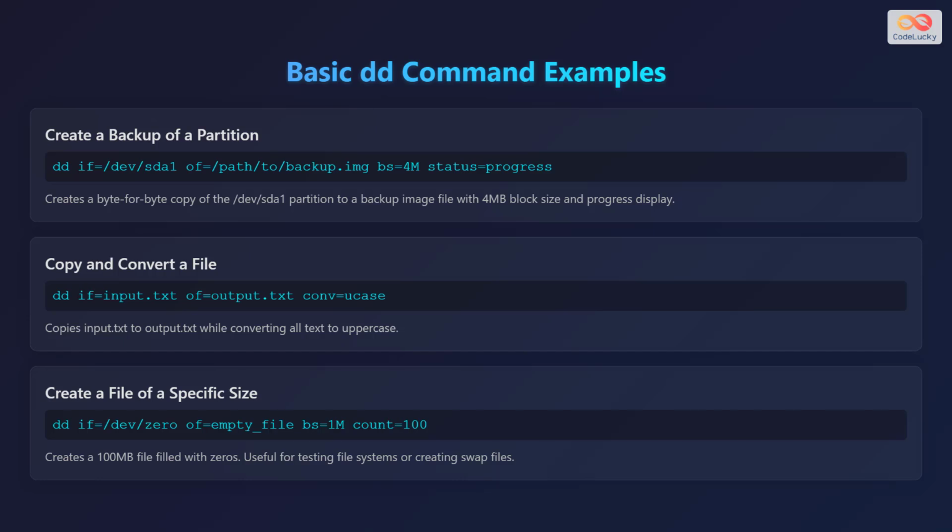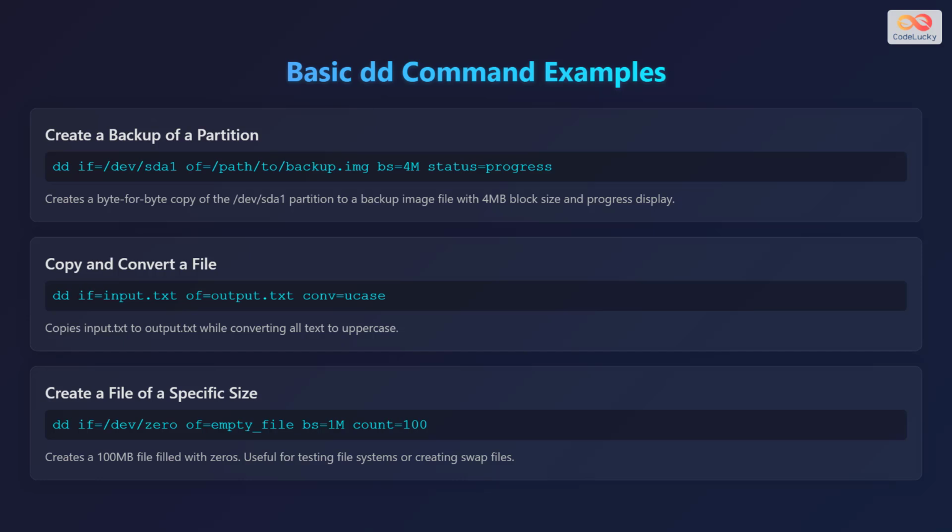Let's explore some basic examples of using the dd command. To create a backup of a partition, you can use the command dd if=/dev/sda1 of=/path/to/backup.img bs=4M status=progress. This creates a byte-for-byte copy of the /dev/sda1 partition and saves it to a backup image file, using a 4 megabyte block size and displaying the progress.